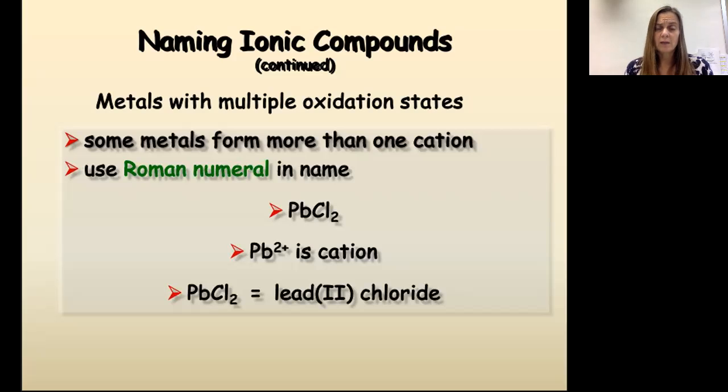So in order to name these, we have to figure out first what the charge of the cation is. And we're going to do that by looking at the charge of the anion. And then we have to name the metal, and then a Roman numeral showing its charge, and then the name of the anion.